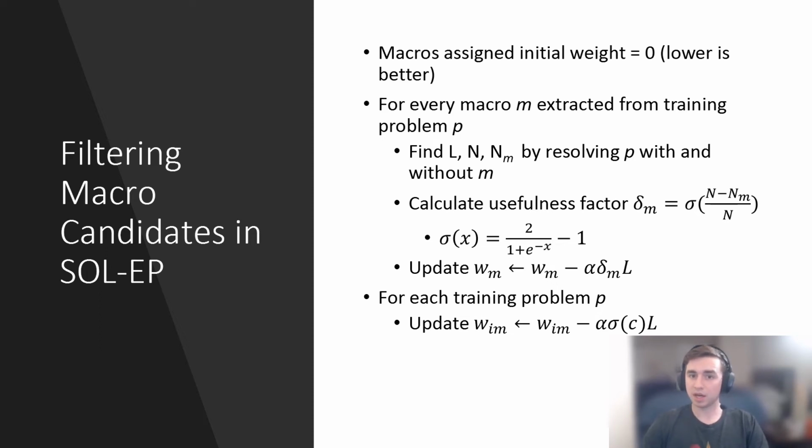To filter these macros based on their ratings, a weight threshold W imaginary macro is calculated as an upper bound. This threshold represents the weight of an imaginary macro with a constant, small positive effect. Starting at 0, this imaginary weight is updated for each training problem in the same way as the macro weights, except substituting a constant c inside of the usefulness factor calculation. In the paper, c was set to the arbitrary small constant of 0.01.